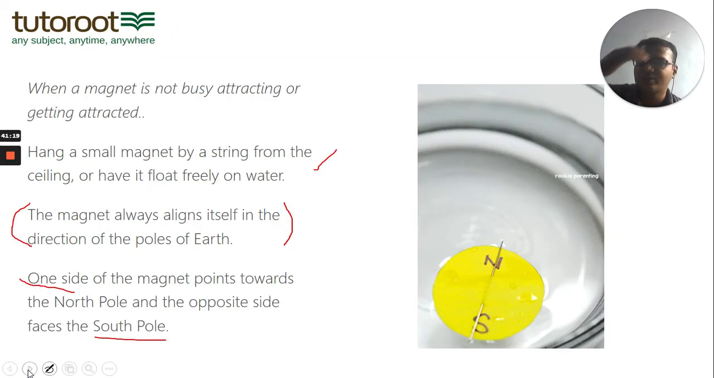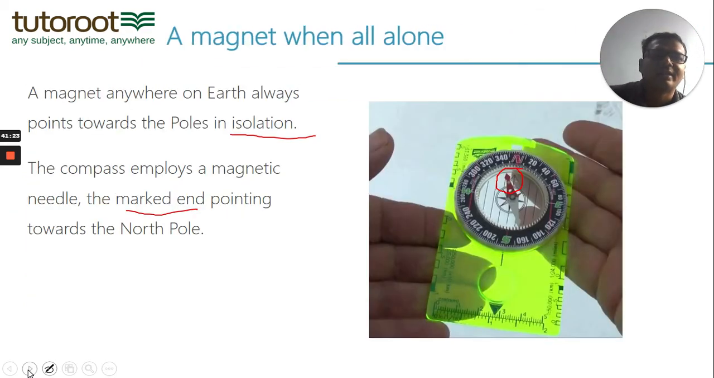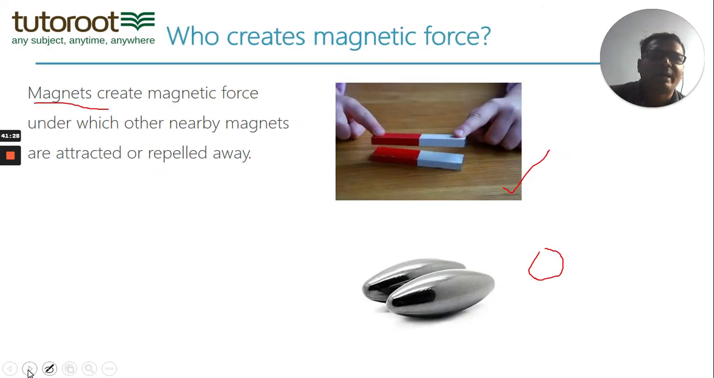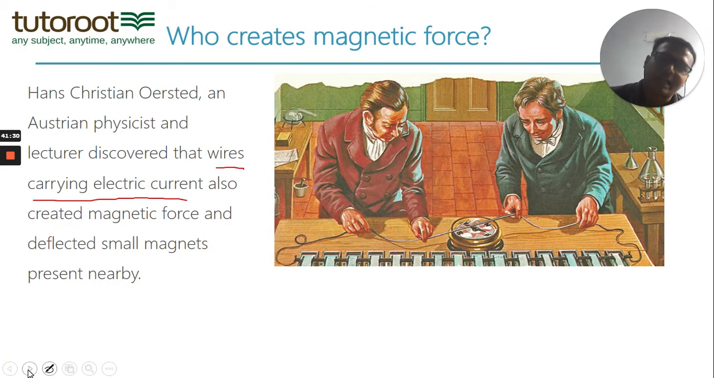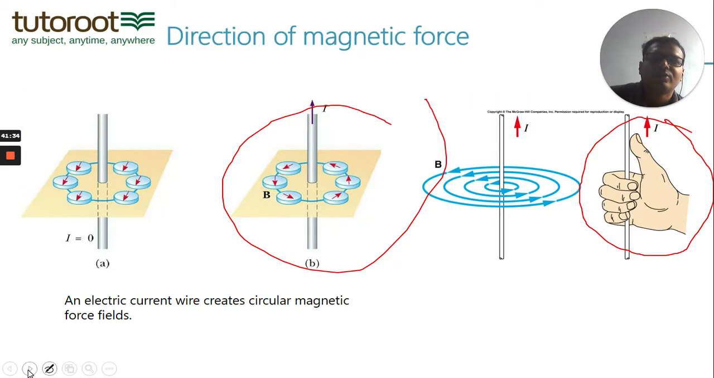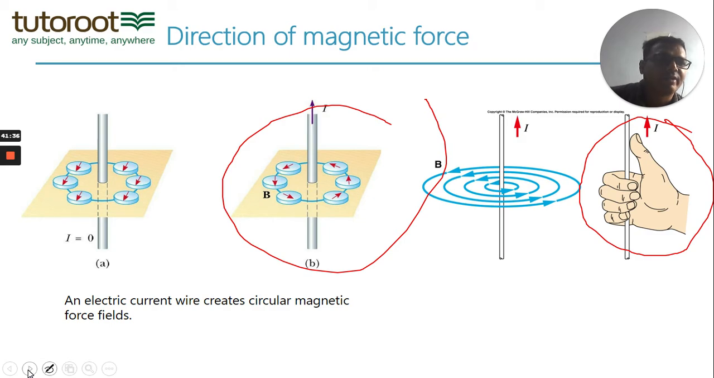We saw the magnets, they align themselves according to the Earth's magnetic field and they take a certain direction, which shows that Earth is a magnet. Now magnetic force is created either by natural magnets or by electric current passing through a wire also. So electric current passing through a wire creates a magnetic field in circular directions.